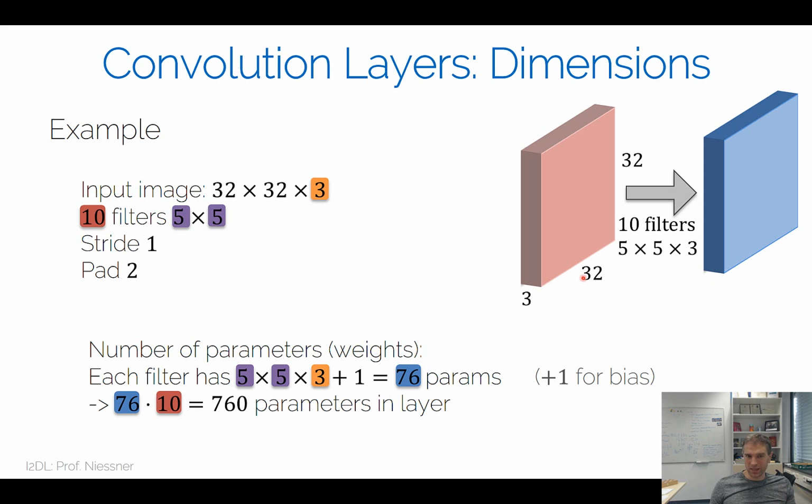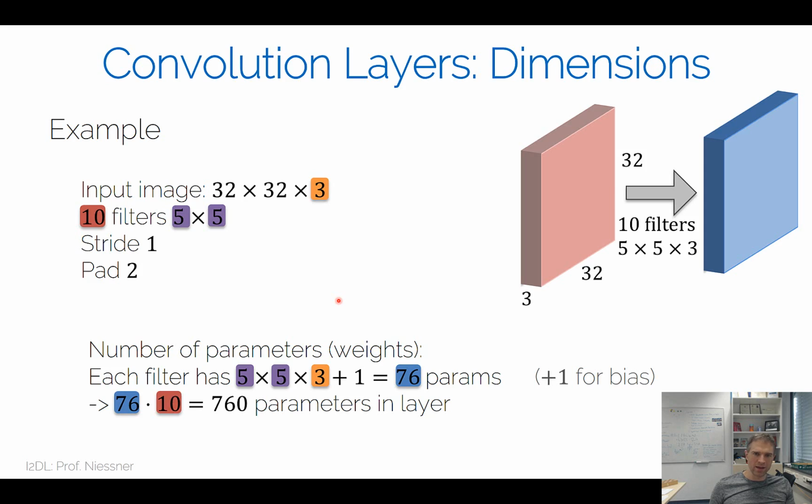If I have a fully connected layer, per neuron I would have 32 times 32, right? That's 1024 times 3, that's about 3K per neuron, right? You see that this is vastly fewer parameters than an MLP would have in comparison, right?